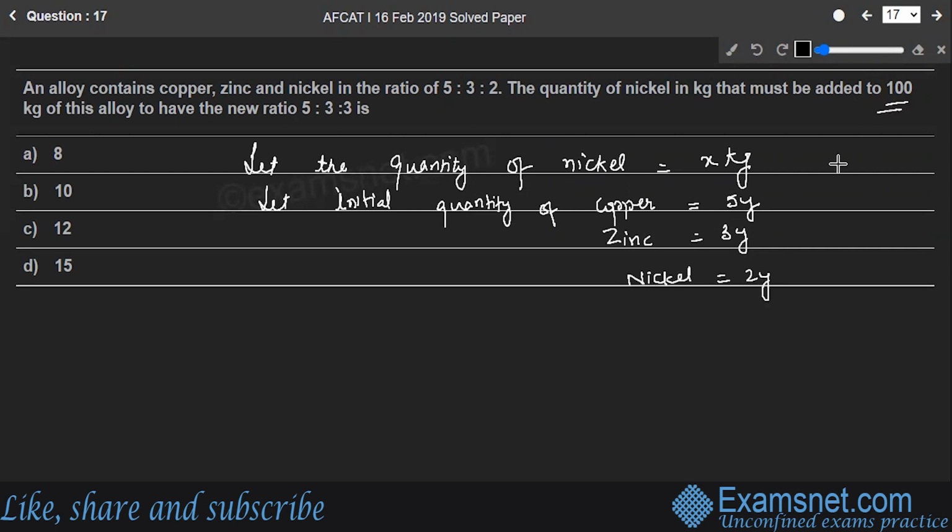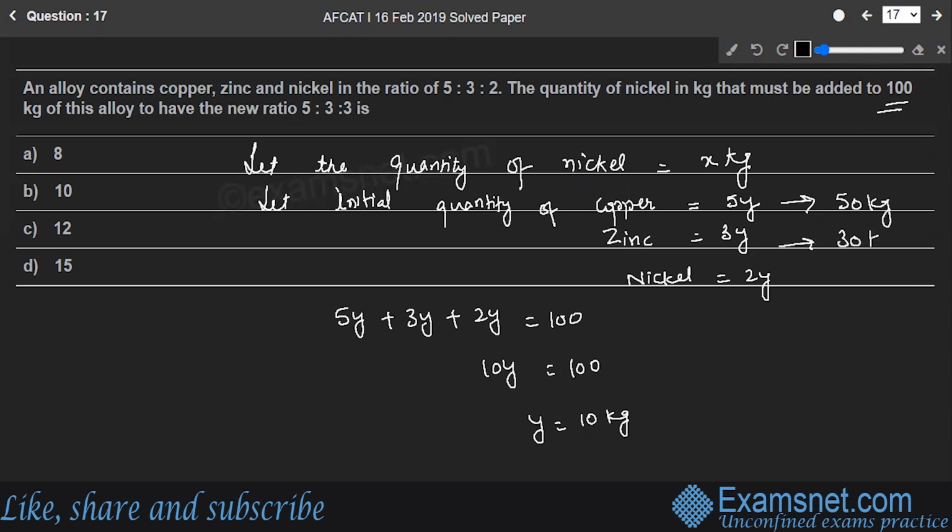Now it is said 100 kg of the alloy. So that means 5Y plus 3Y plus 2Y is equal to 100 kg. That means 10Y is equal to 100 or Y is equal to 10 kg. That means initially, how much copper was there? It was 50 kg. Zinc was 30 and nickel was 20 kg. Now, the question asks how much nickel should be added. We have assumed that X kg of the nickel is to be added, right?